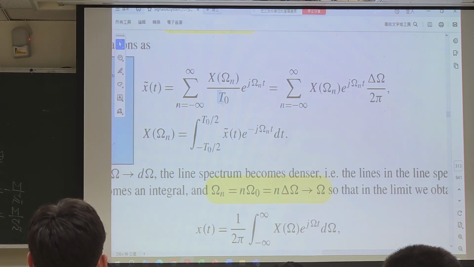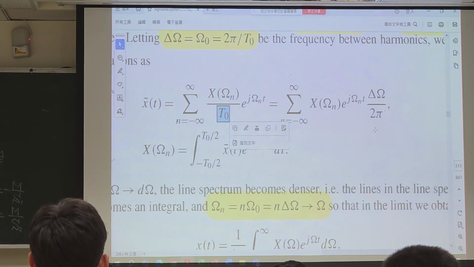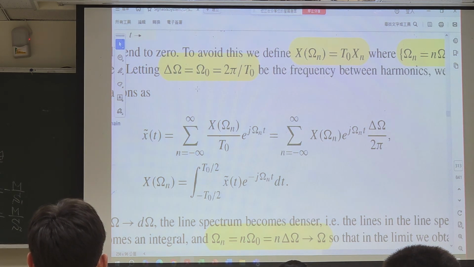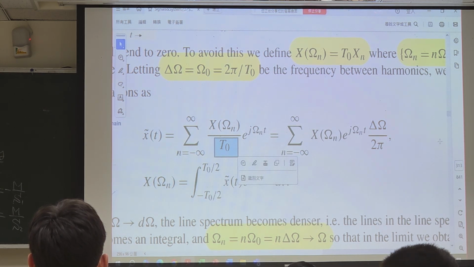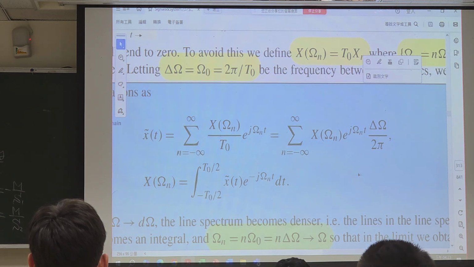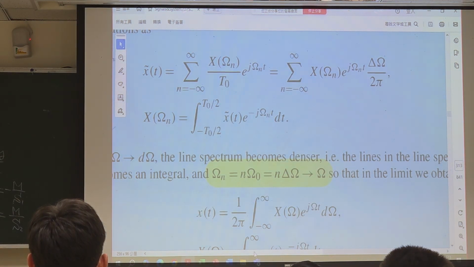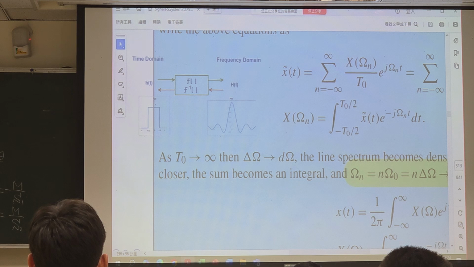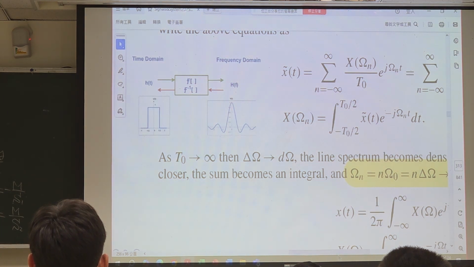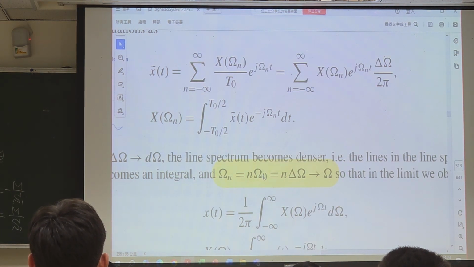Alright, so t sub 0 now is replaced by delta omega over 2 pi. So that's why we have this term. Now it's replaced by 2 delta omega over 2 pi. And then we let the fundamental period go to a very huge number. Then the difference, delta omega, becomes a differential, d omega. And omega n now becomes the continuous distribution omega.